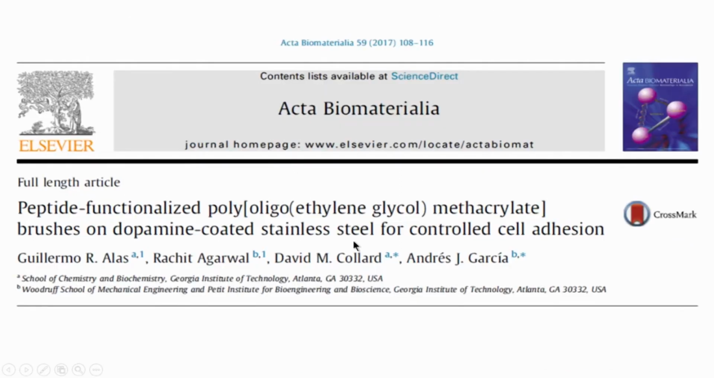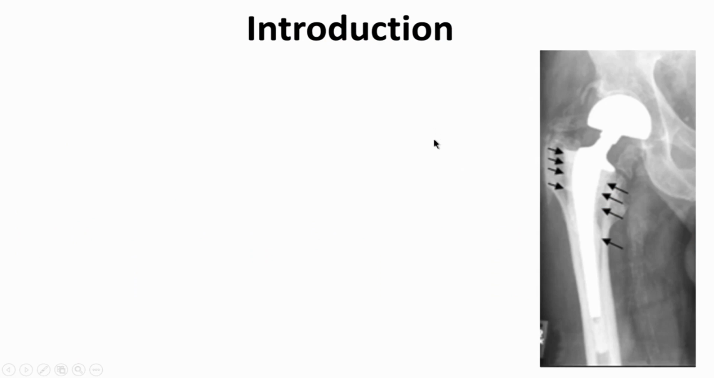Okay, so let us briefly discuss another paper as an example here. This paper is published in Acta Biomaterialia, and it is using peptide functionalized brushes for controlled cell adhesion. Let us talk about why this is required. As an introduction, let us say I have put in a metal hip joint.